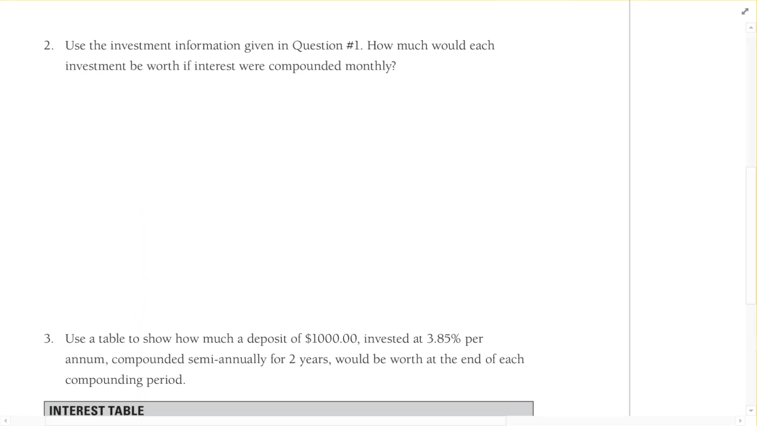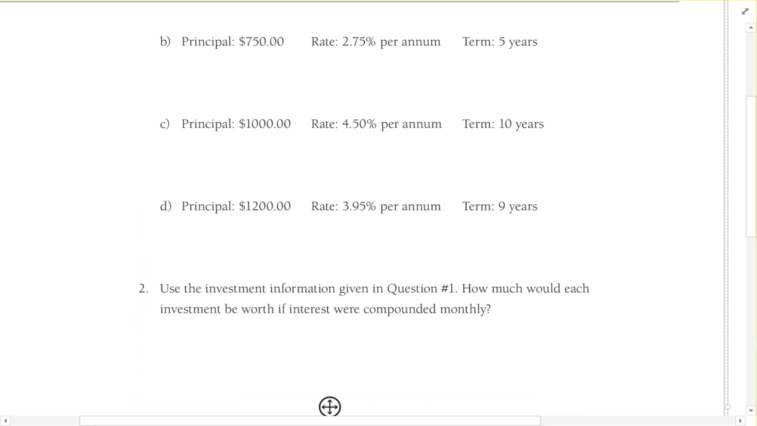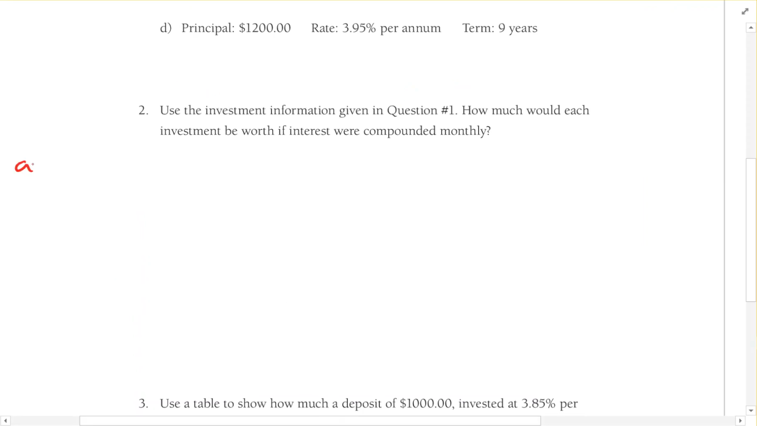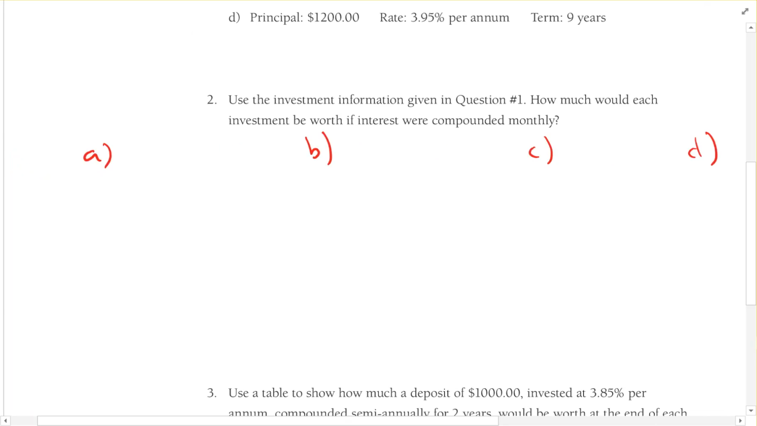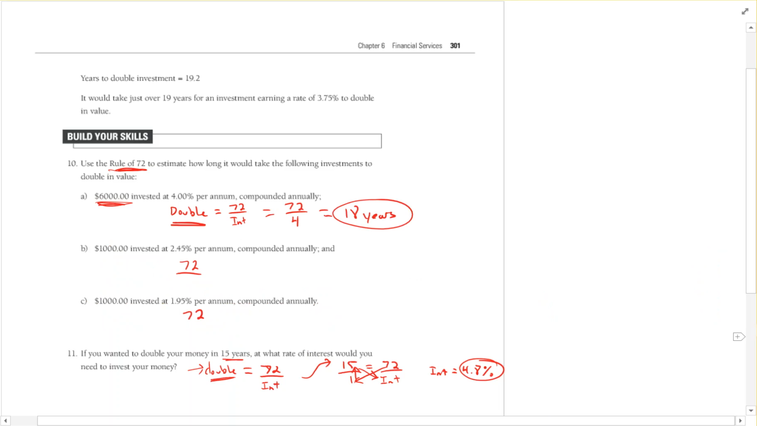Number 2. Okay, number two, you're going to have to do actually 4 questions. There'll be A, B, C, and D. And they are going to be using the numbers from the last question. So instead of using your simple interest, we're going to use our compound interest. So we're going to say A is equal to P times 1 plus R over N, to the power of N times T. So this is where we're going to start, right, for A.